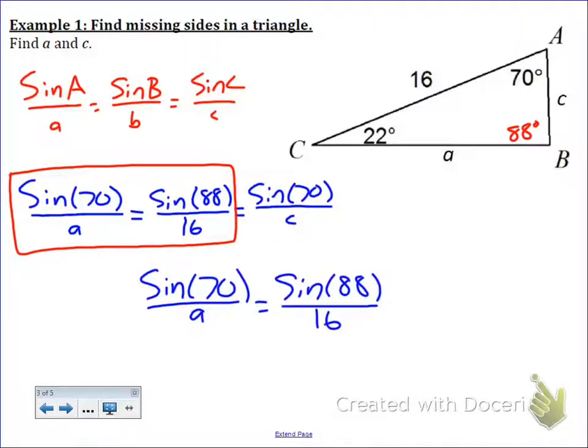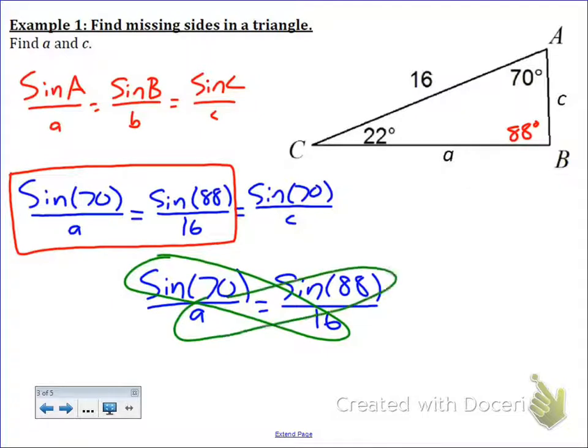So we are going to cross multiply. Because when I have a proportion, one way to solve it is I can take the sine of 70, multiply that times 16, and then take A and multiply that times sine of 88. Now we don't want to multiply anything out with our sines as far as getting decimals right now. We're going to leave everything as sine of 88 or sine of 70.